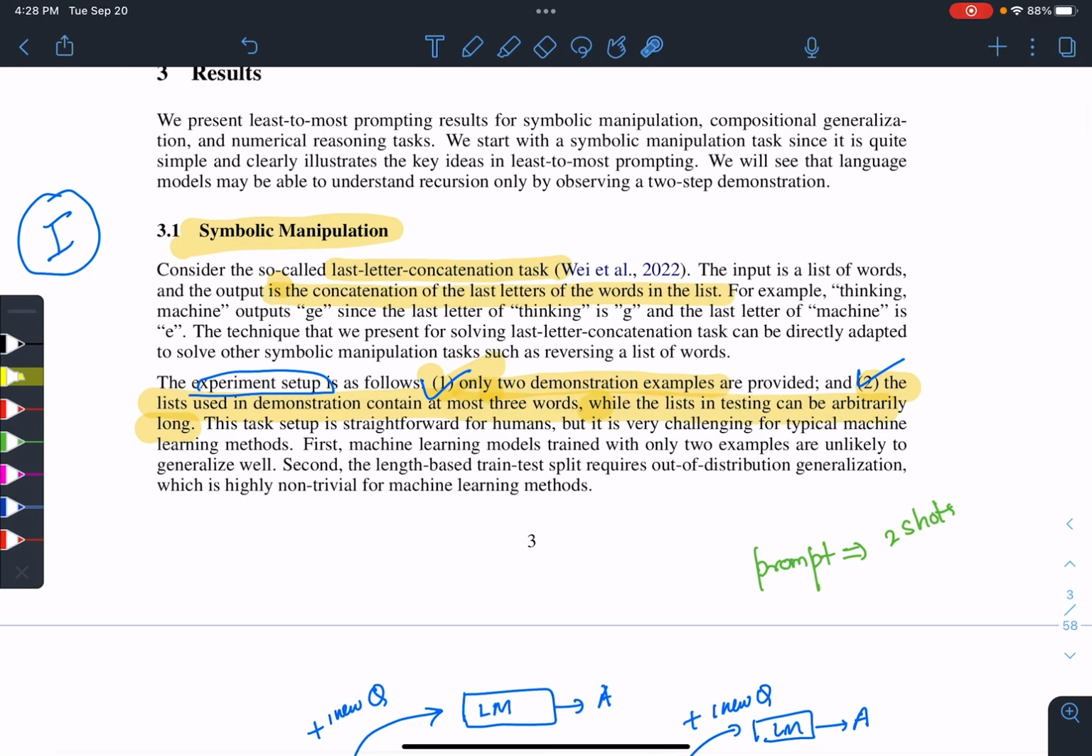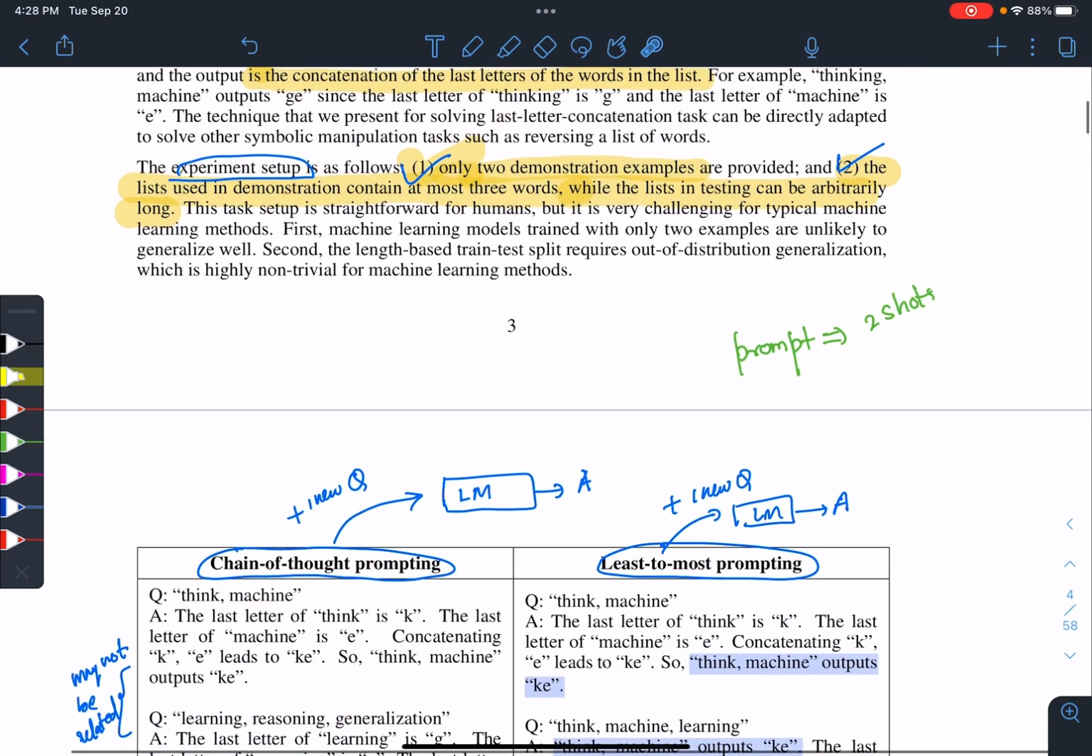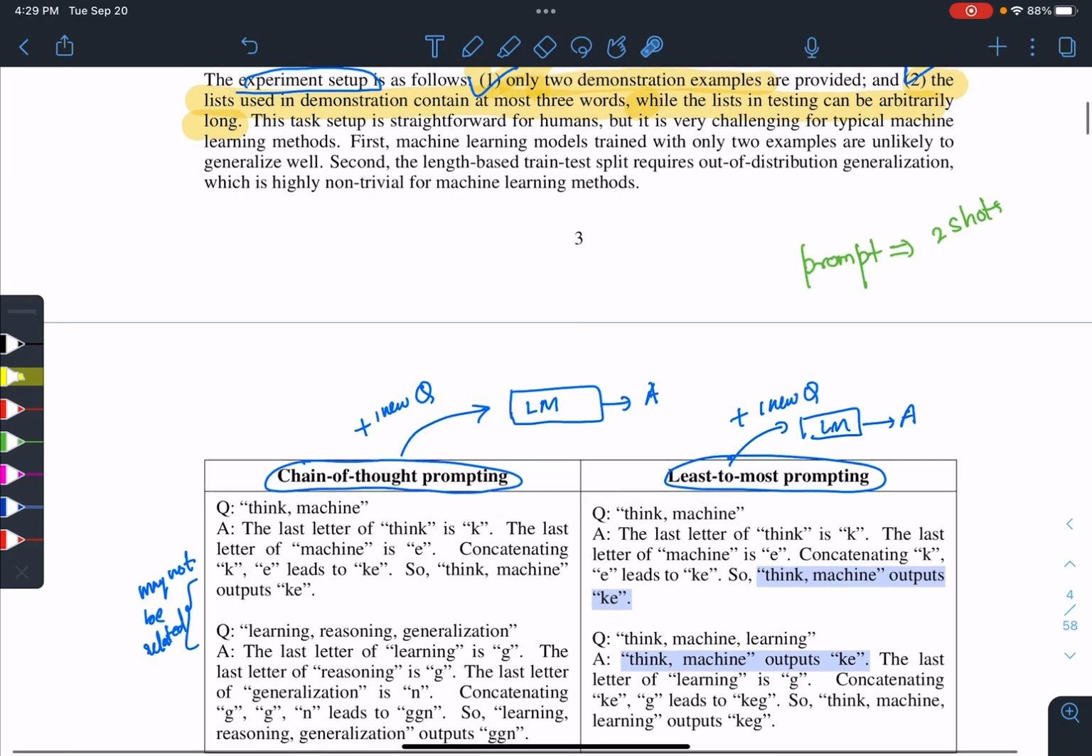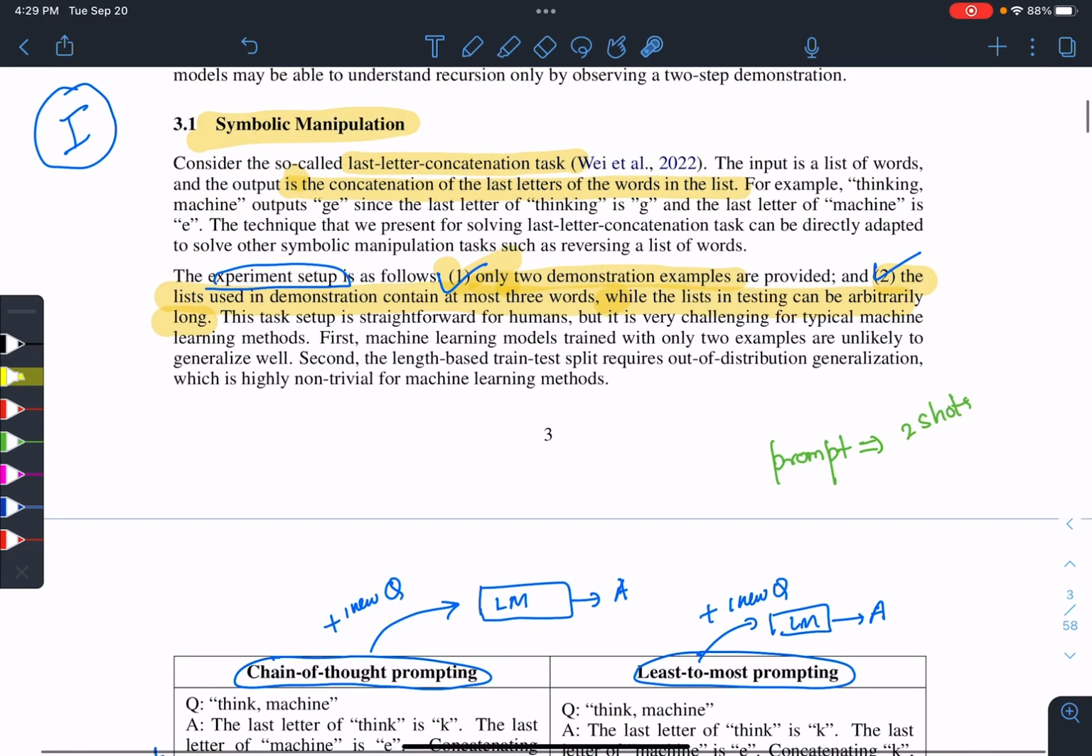So now let's see how it is applied to these 3 tasks. One is symbolic manipulation, which is nothing but the concatenation of the last letters. In this case, we know that if the question is of 3 words, the sub problem will be 2 words, and then you move on to 3 words, right? So there is no need for a reduction problem. We don't need a sub question to be produced by the language model. It's just there. So they just use the answering, step 2.